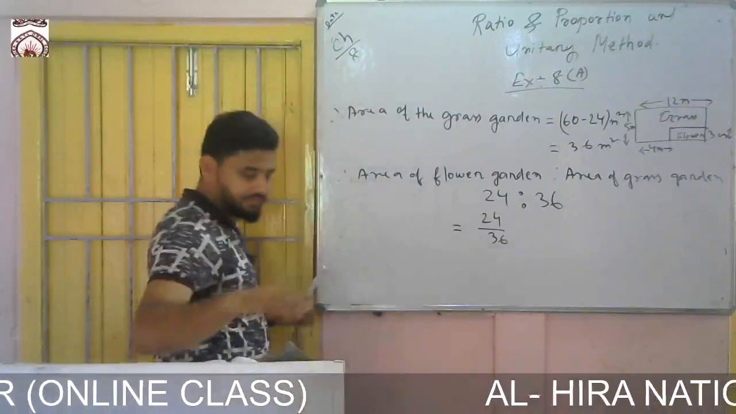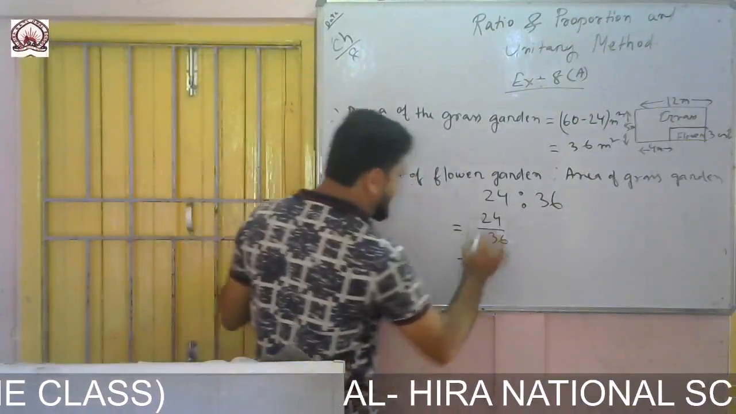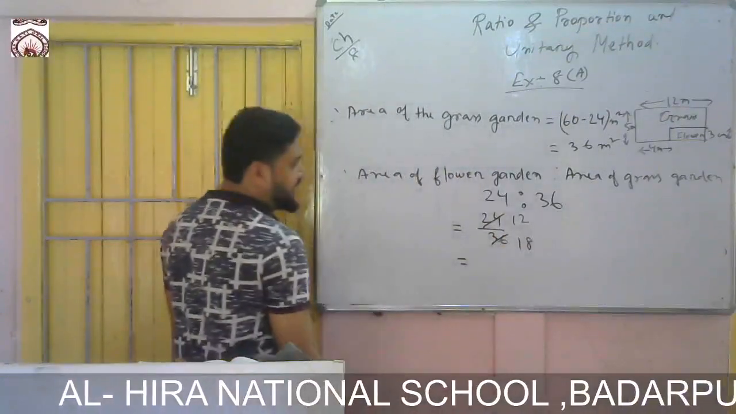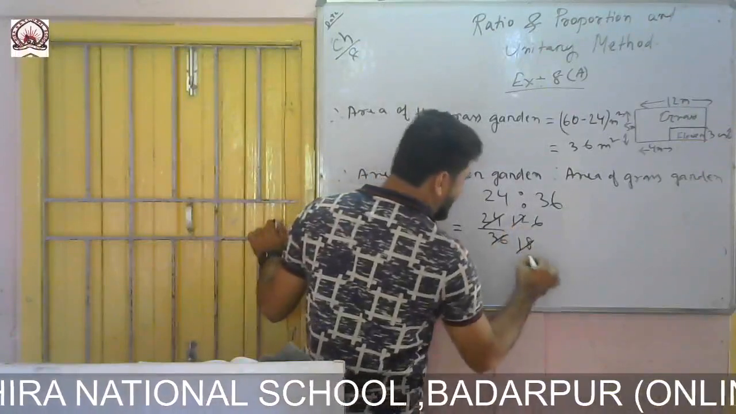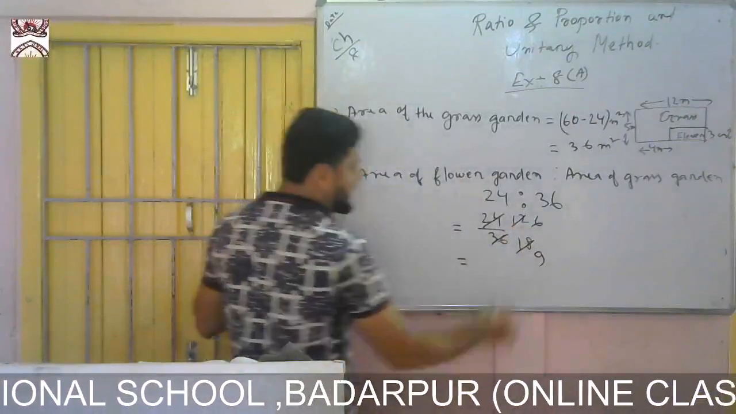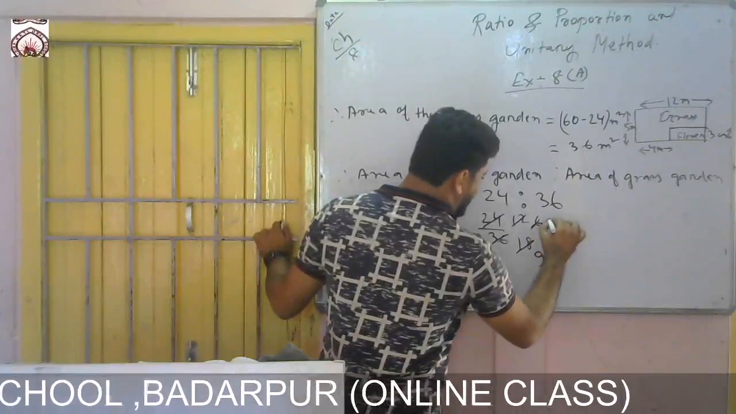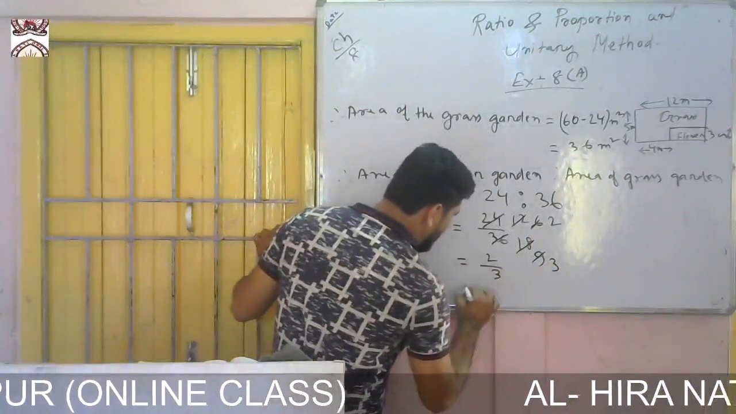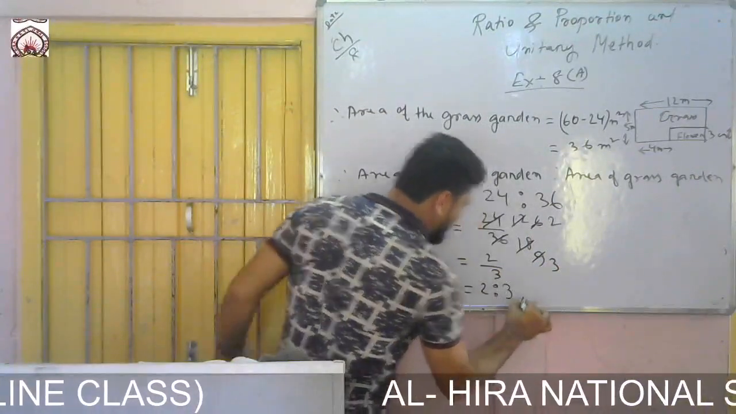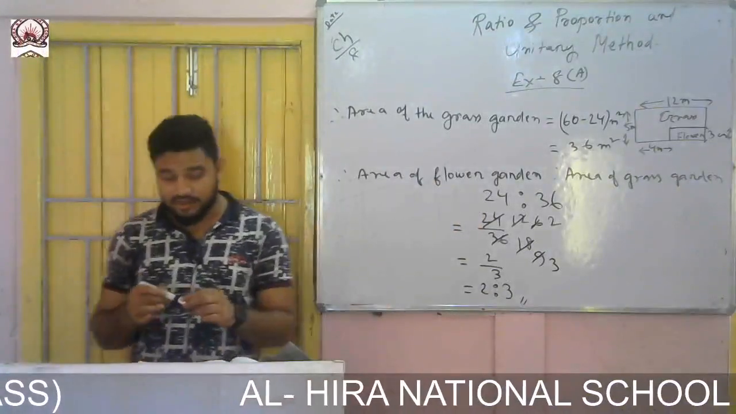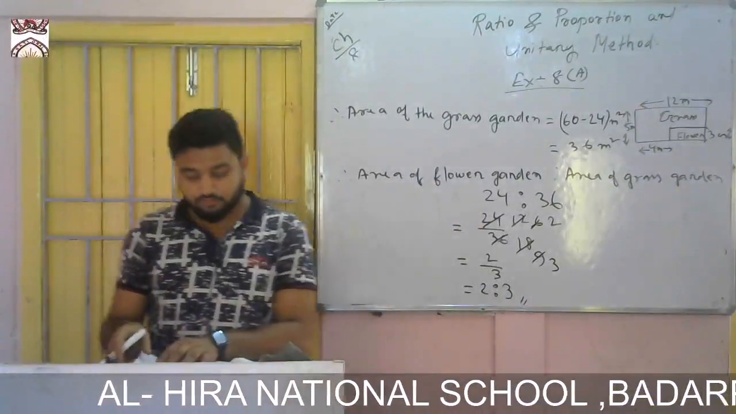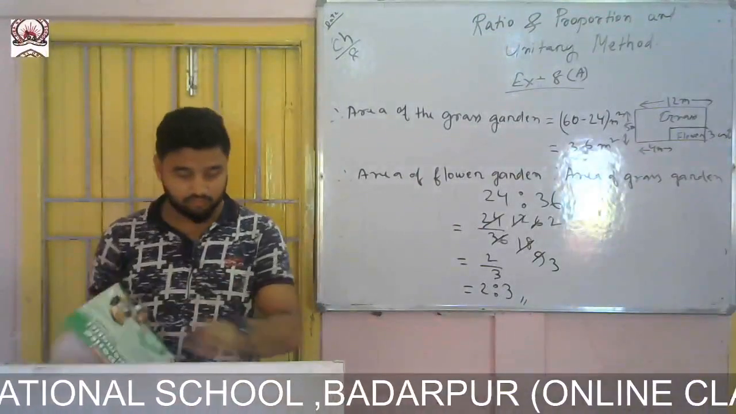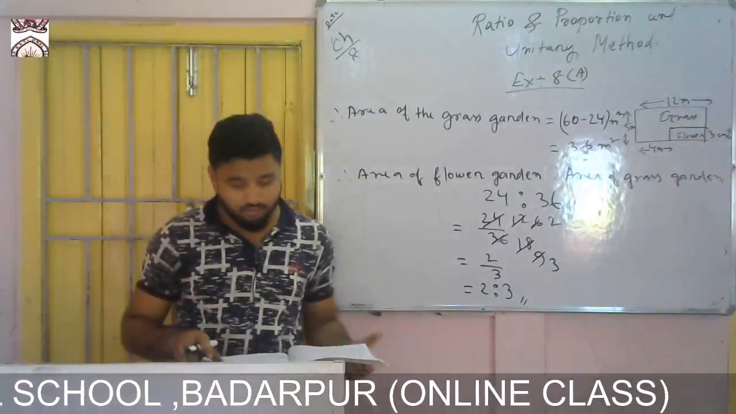So it will be 2 12s are 24, 2 3s are 6, 3 12s are 36. 3 2s are 6, 3 3s are 9. So 2 by 3, that is 2 is to 3. That is the answer. That is 2 is to 3.